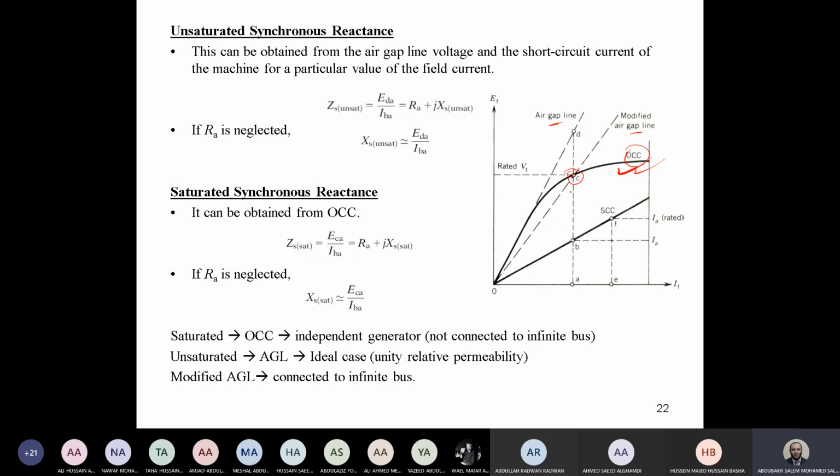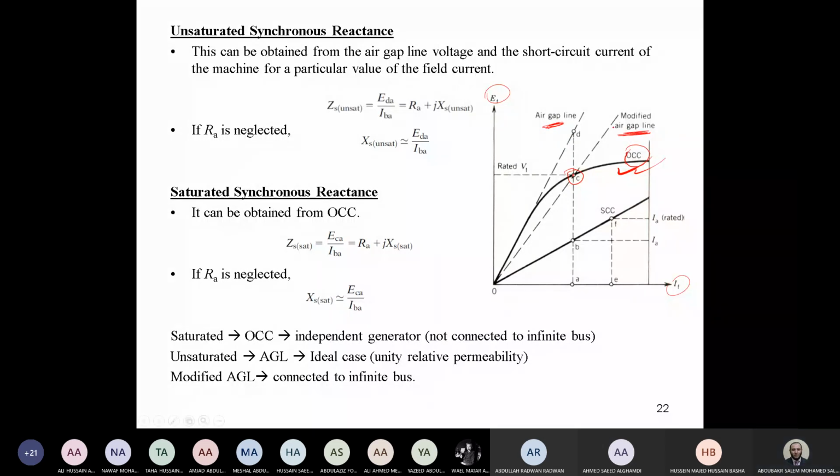So this is the modified air gap line, which is used when the machine or generator is connected to an infinite bus. This is regarding the relation between EF and IF at different conditions. So we have three relations between EF and IF. One is called open circuit, one is the ideal, called air gap line, and one is actual and used when the generator is connected to an infinite bus, called modified air gap line.